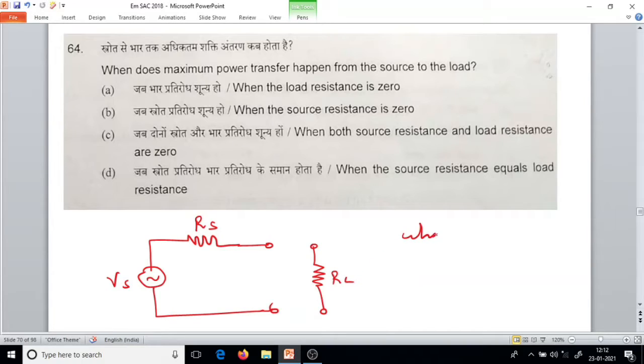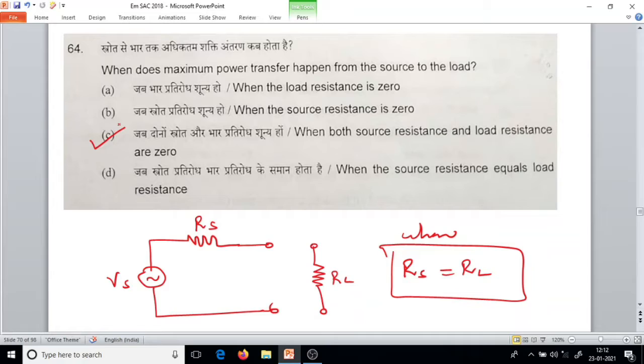When Rs is equal to RL, maximum power transfer happens. So the answer is option C, when source resistance and load resistance are equal. Option C.